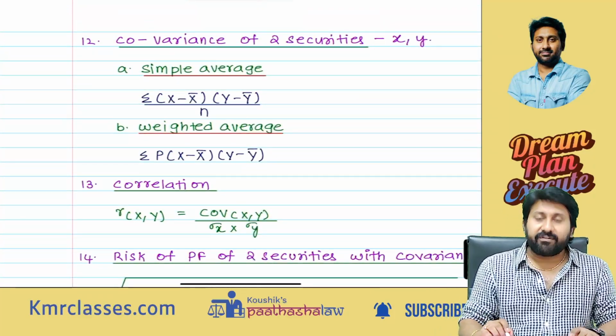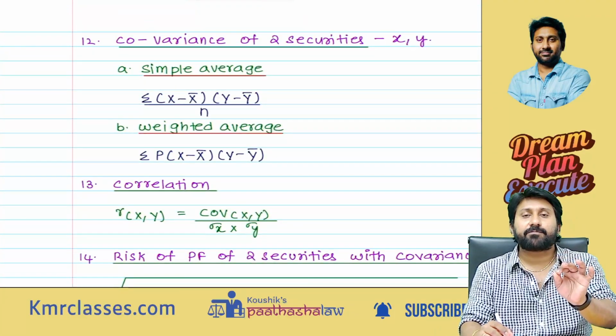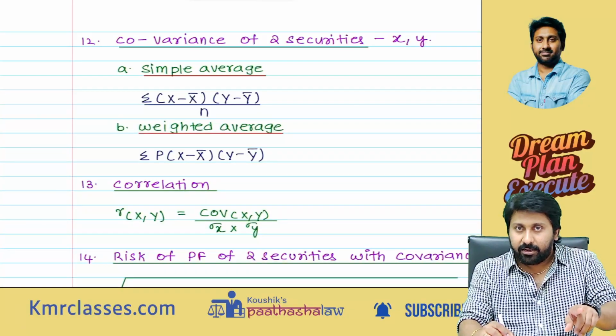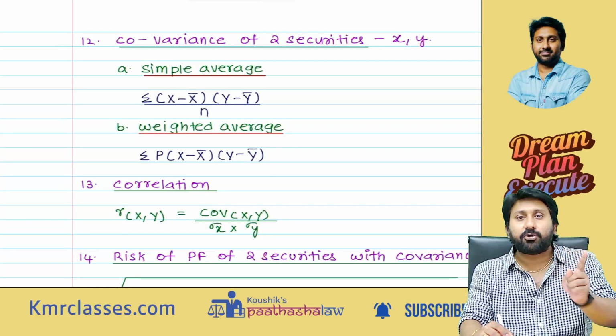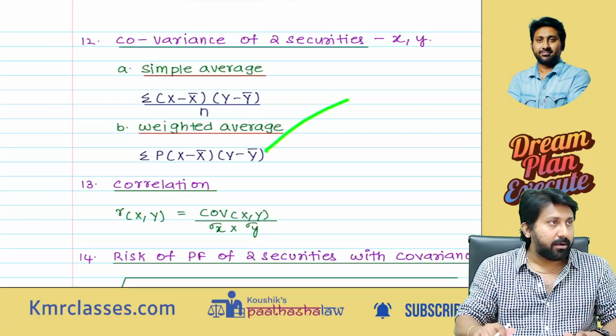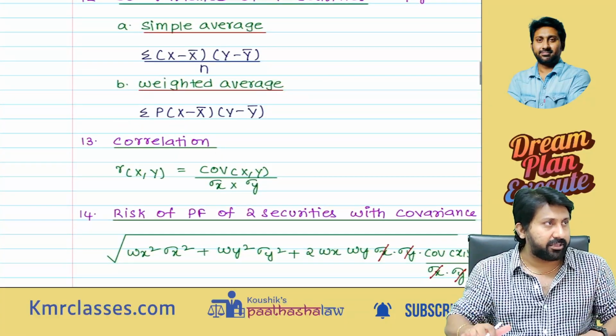Covariance. Covariance, for a simple average, is sigma of (x minus x bar) into (y minus y bar), whole divided by n. If it is a weighted average, then sigma of p into (x minus x bar) into (y minus y bar). Okay, as it is, you should follow this.